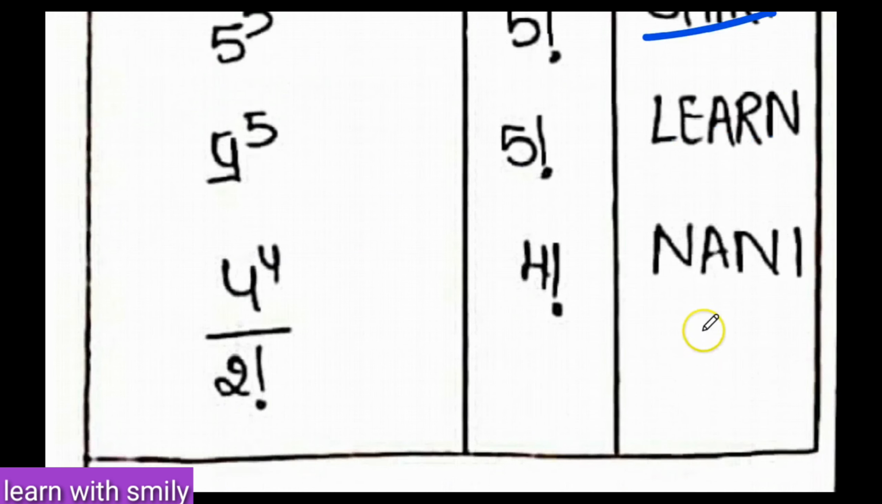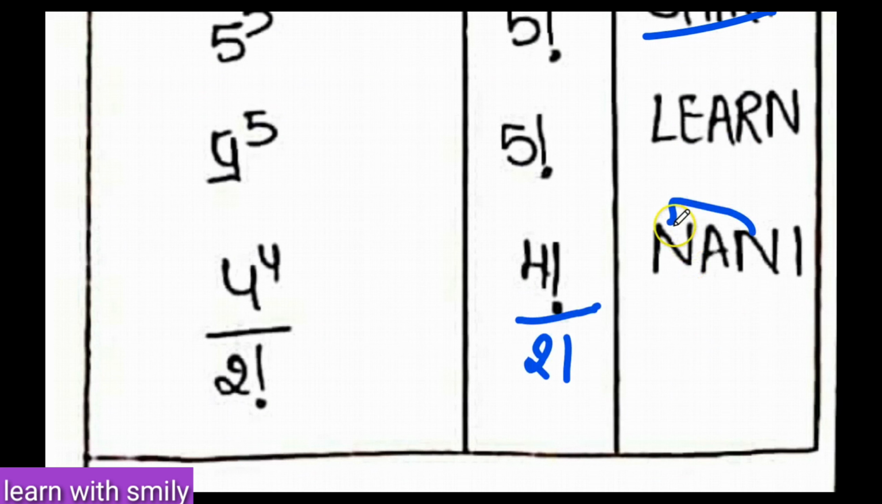Coming to this word nani, N has been repeated twice here in this word, right? So that's the reason we should write 4 factorial by 2 factorial, as N has been taken into account. For repetition allowed, the same thing, we'll write 4 letters, so 4 power 4 by 2 factorial, as N has repeated twice in this word.